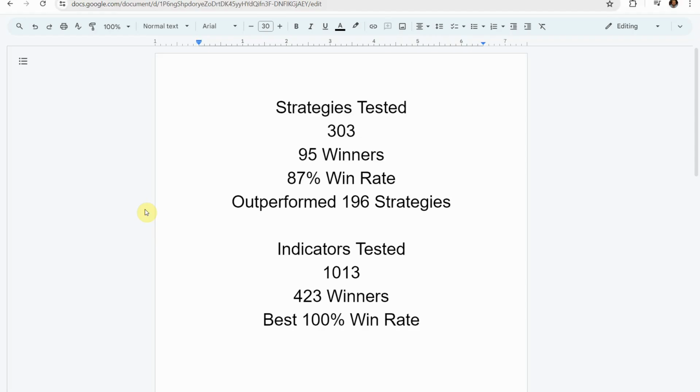Alright, as I said, today we will be testing a 5-minute Forex scalping strategy. Before we do though, I wanted to put the testing scoreboard up for everyone to see. To date, we have tested a total of 303 different strategies with 95 of them being winners. The best one so far was able to achieve an 87% win rate. That was achieved using the Academy of Forex indicator. And so far, since we've been keeping track, it has outperformed 196 of the other strategies that we have put it up against, every single one so far. We've also tested a total of 1,013 indicators with 423 of them being winners.